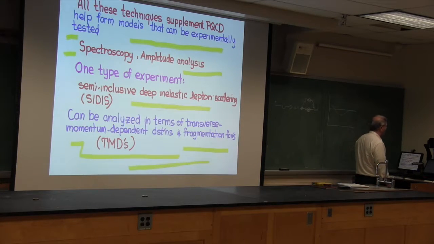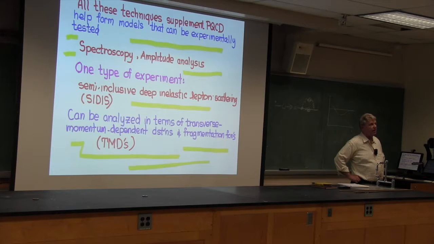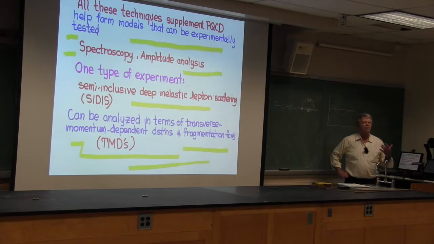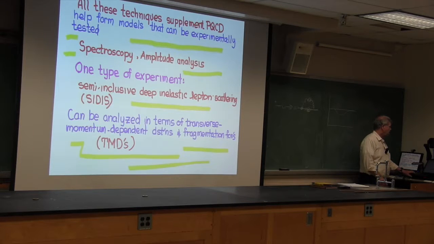So I'm going to be talking in more detail later here about one particular type of experiment, which is semi-inclusive deep inelastic lepton scattering, where you scatter off of a proton and you catch at least one hadron in the final state along with the scattered photon. And the reason why these are important for these studies of proton structure is that these kind of experiments can be analyzed in terms of transverse momentum-dependent distributions and fragmentation functions that allow us to get a three-dimensional picture of the proton structure, not just the longitudinal degree of freedom that's measured by Bjorken x, but also the kT dependence of the rest of the structure.